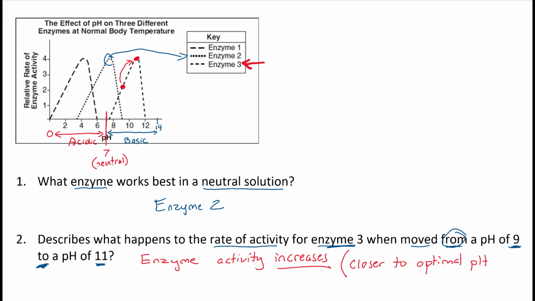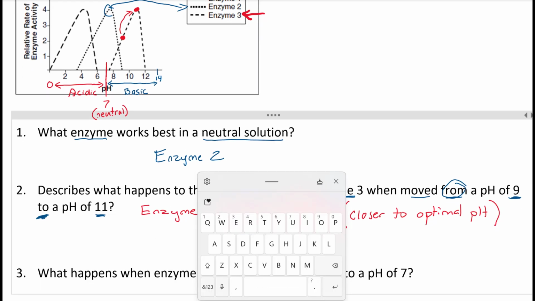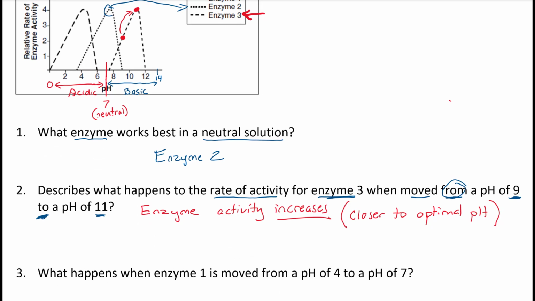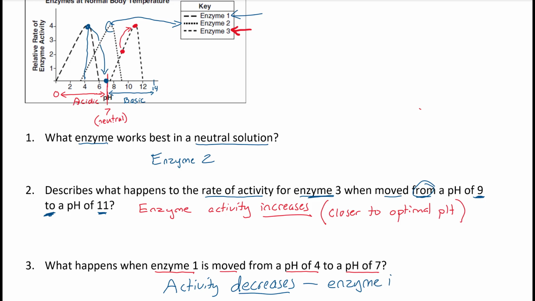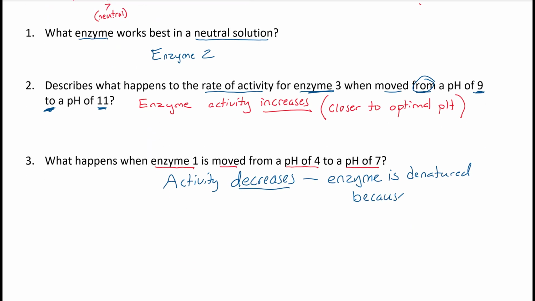Always mark little dots on that graph to help you out. What happens if enzyme 1's moved from a pH of 4 to a pH of 7? Let's mark it. pH of 4 to a pH of 7. Looks like the activity decreased dramatically, so much so there is no activity because the enzyme denatured, became too basic.